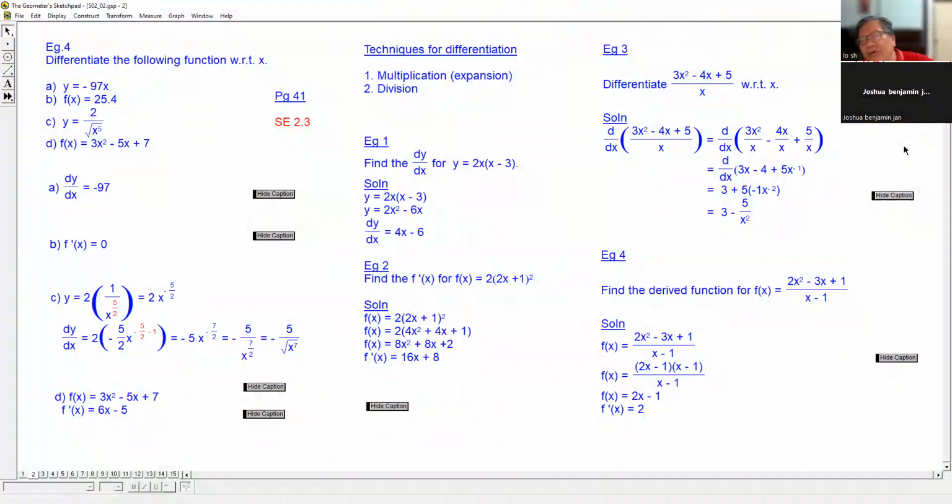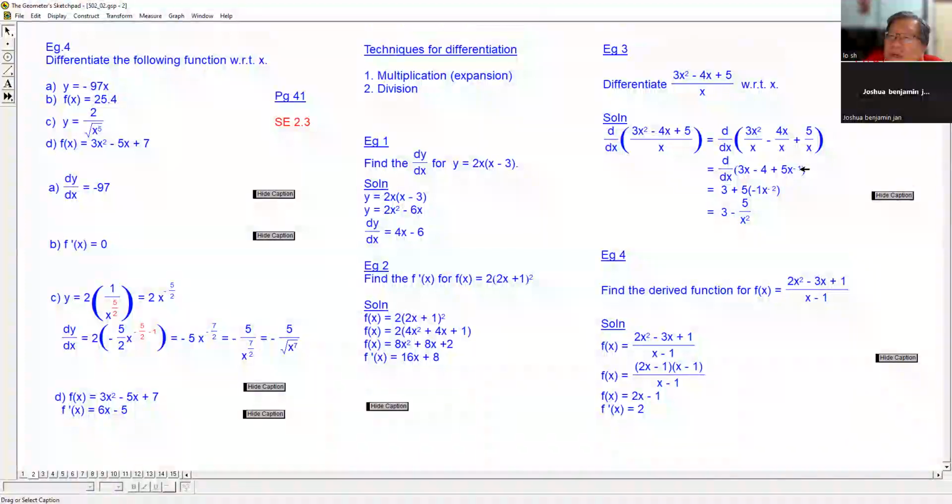You use up all your energy to simplify the function so that they become term by term like this. Term by term like this, you differentiate one by one. That is the only method you know how to differentiate. Differentiate 3x, 3. Differentiate negative 4, 0.